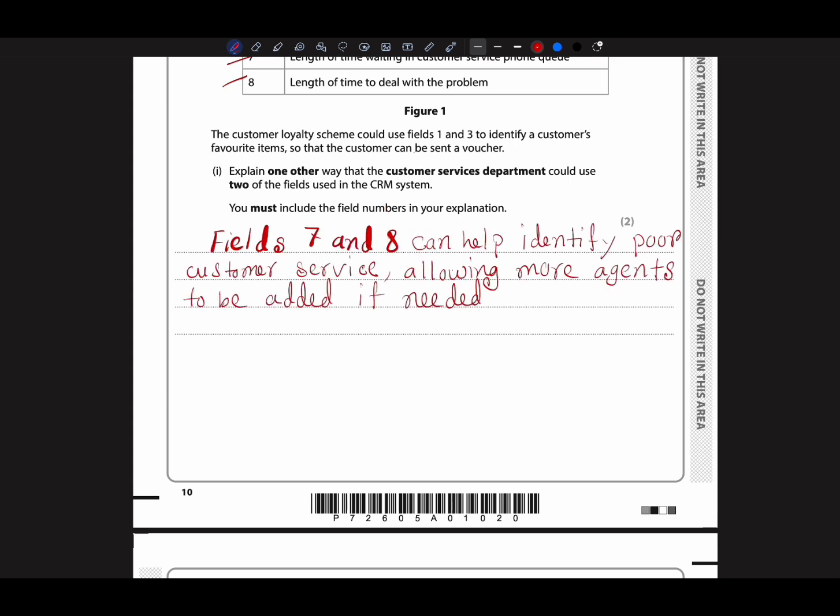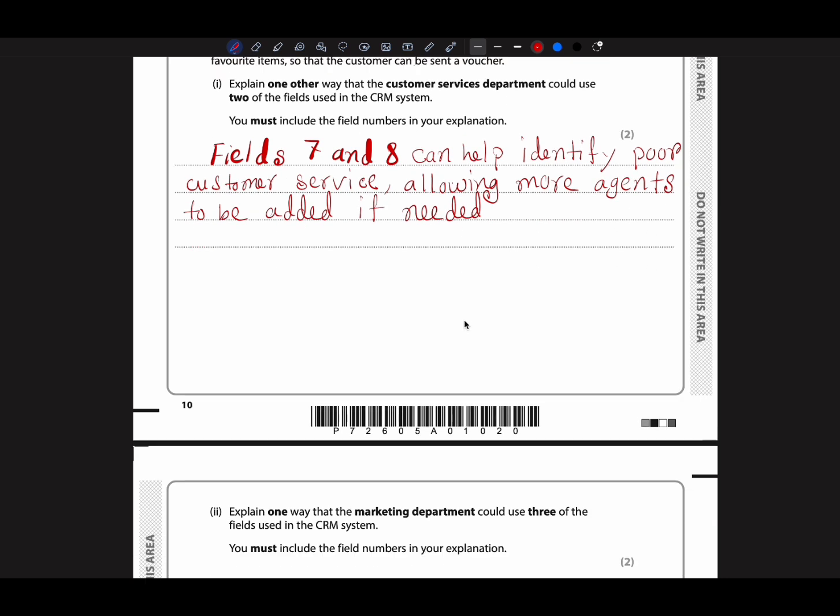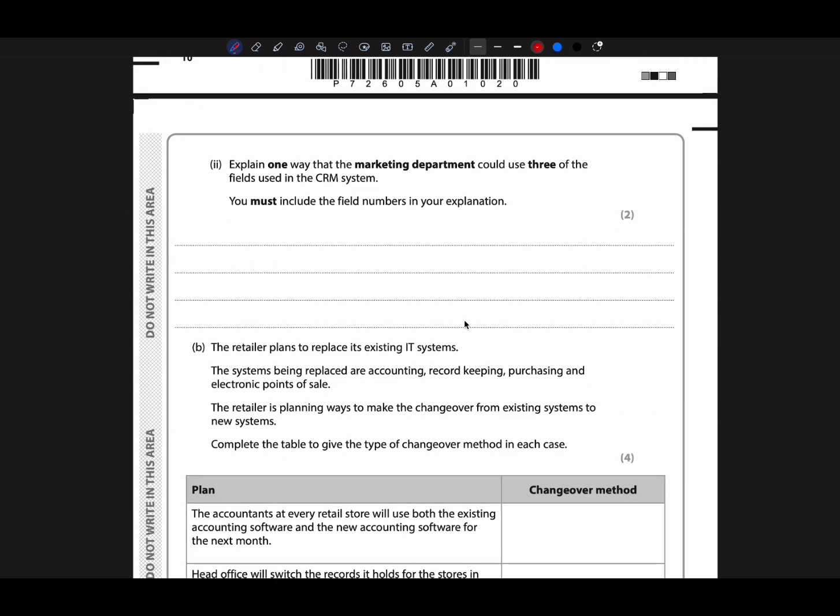Field 7 and 8 can help identify poor customer service, allowing more agents to be added if needed. Okay, now move to question number 2, which is explain one way that marketing department could use 3 of the field in the CRM system. You must include the field number in your explanation.